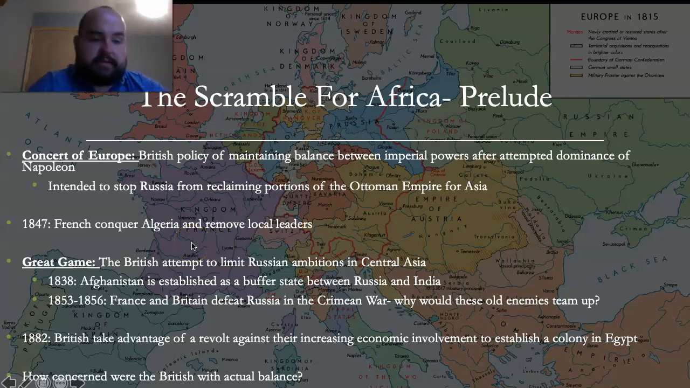A couple of examples of this. By 1847, the French had conquered Algeria and removed the local leaders. The British had also conducted the Great Game, which was their attempt to limit Russian ambitions in Central Asia, as you can see here. By 1838, Afghanistan had been largely overrun and was established as a buffer state between Russia and India. That way, the Russians could not get at the Indian Empire, or the British Empire in India. Between 1853 and 1856, France and Britain defeated Russia in the Crimean War. Now, why would these old enemies be willing to team up, do you think?